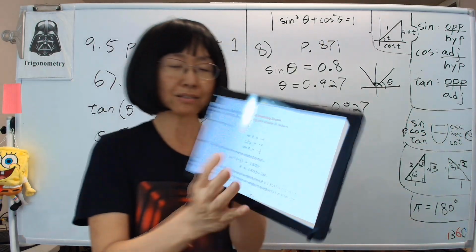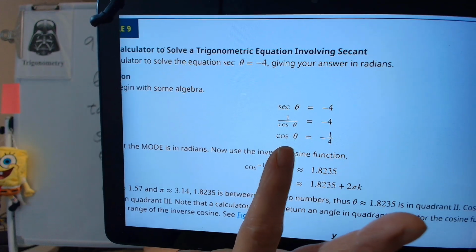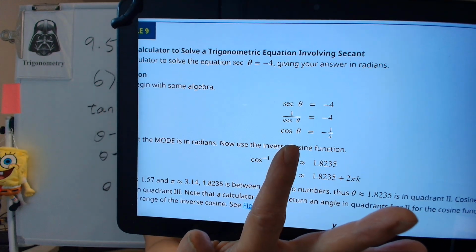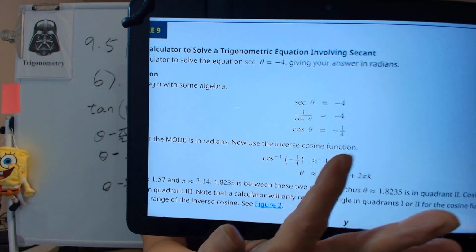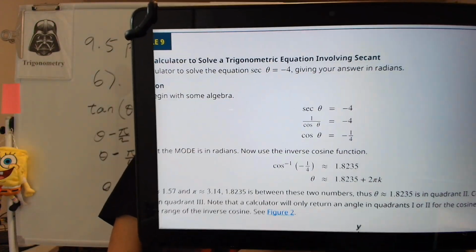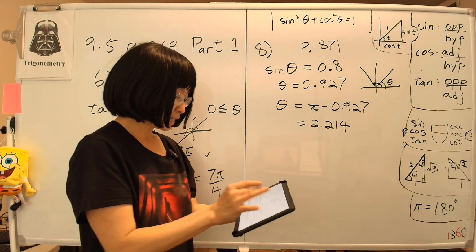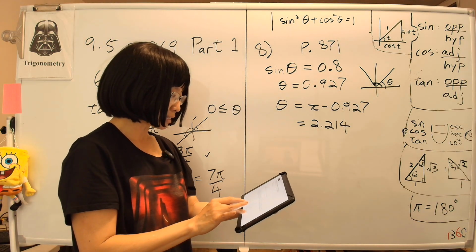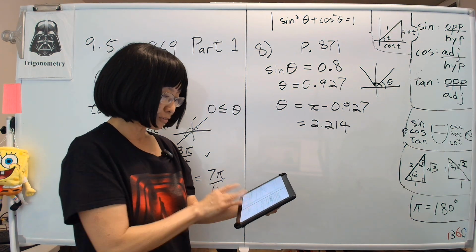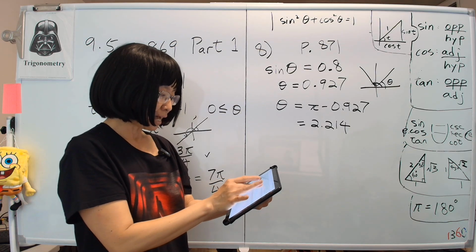So if secant theta equals minus 4 as given, then 1 over cosine is minus 4. Then you flip the fraction around on both sides, and cosine theta is minus 1 over 4. From there, you solve for theta. So please do that yourself. Okay, that's example 9, and we'll move on to the next page, where we have example 10.